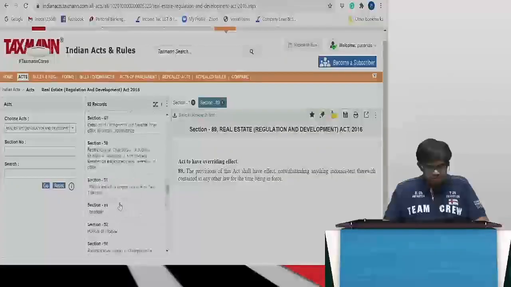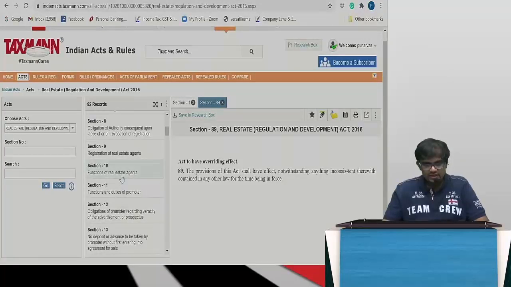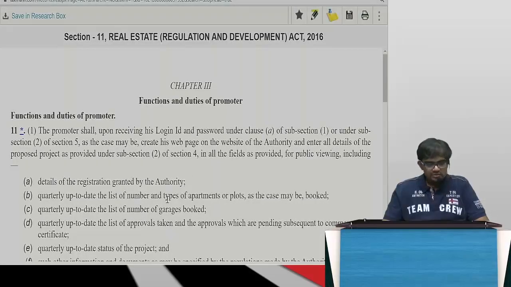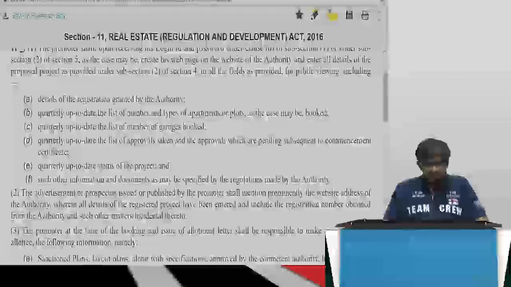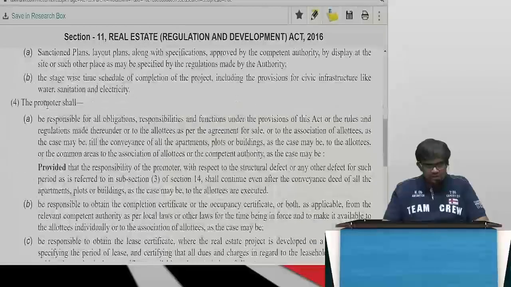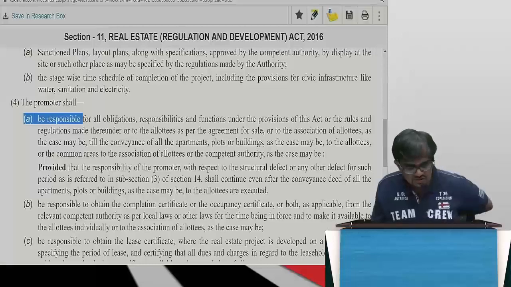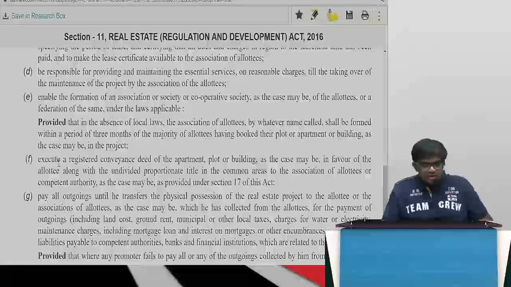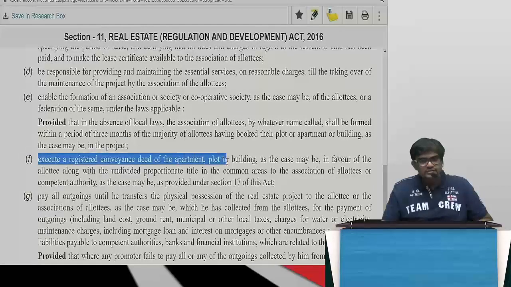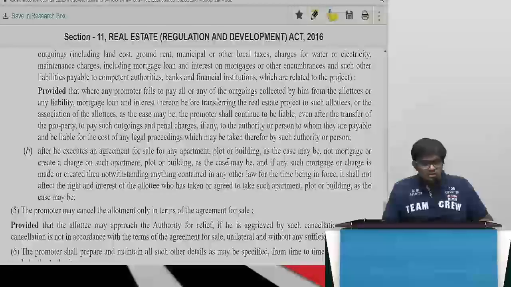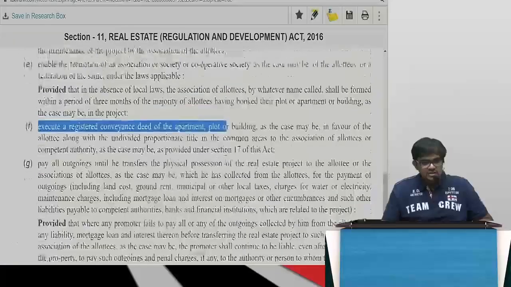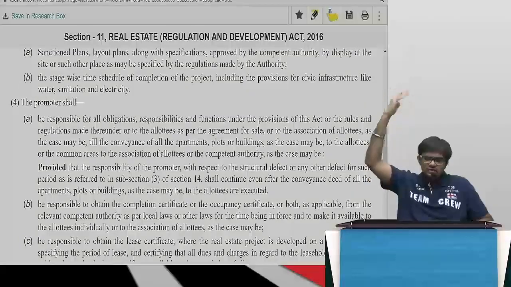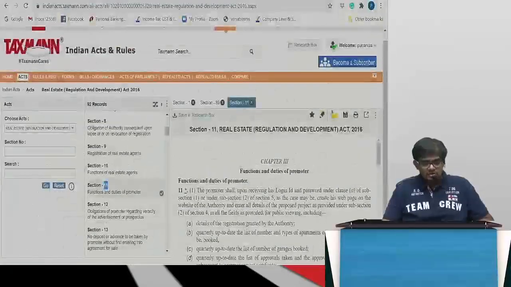And if I see, of course, we have discussed initial analysis only, section 11, functions and duties of the promoter. Here they have clearly mentioned that all these details must be given. The promoter shall be responsible for all obligations, shall be responsible to obtain the completion certificate, lease certificate, everything. Should execute a registered conveyance deed. Until he does all these things, he has to do all these things. It is his duty. So can he go for voluntary liquidation without doing any of these things? No way. So similar option would be there.